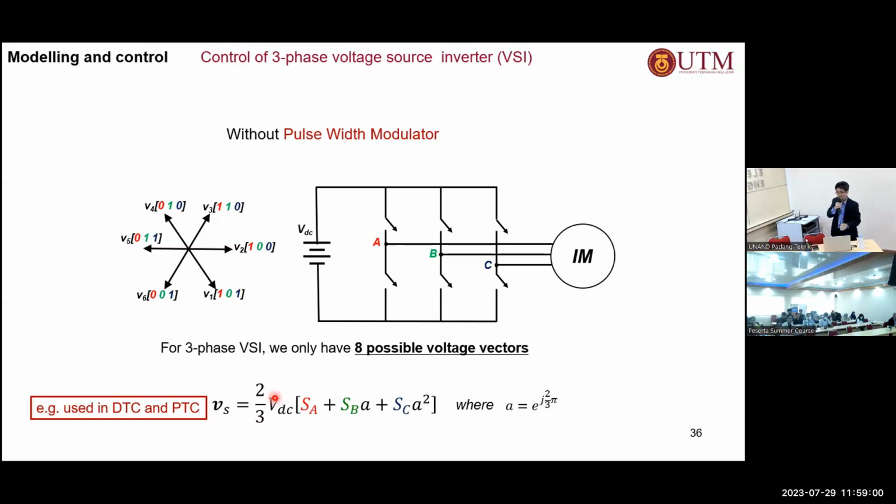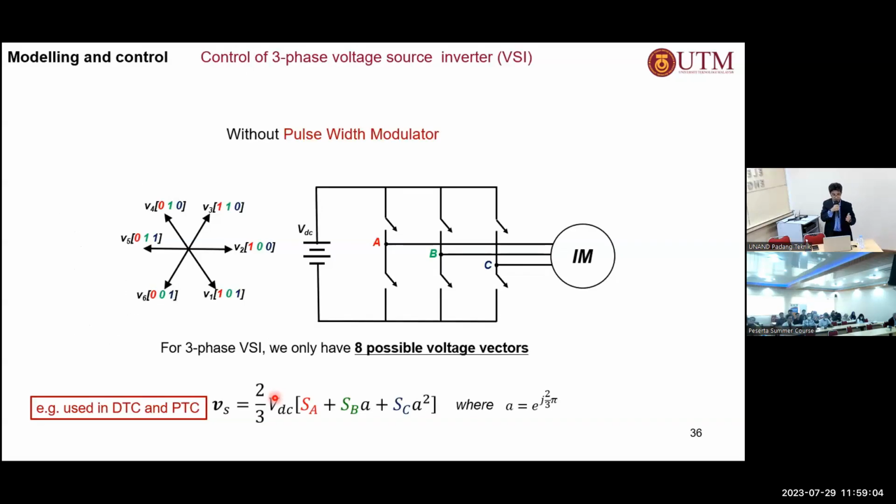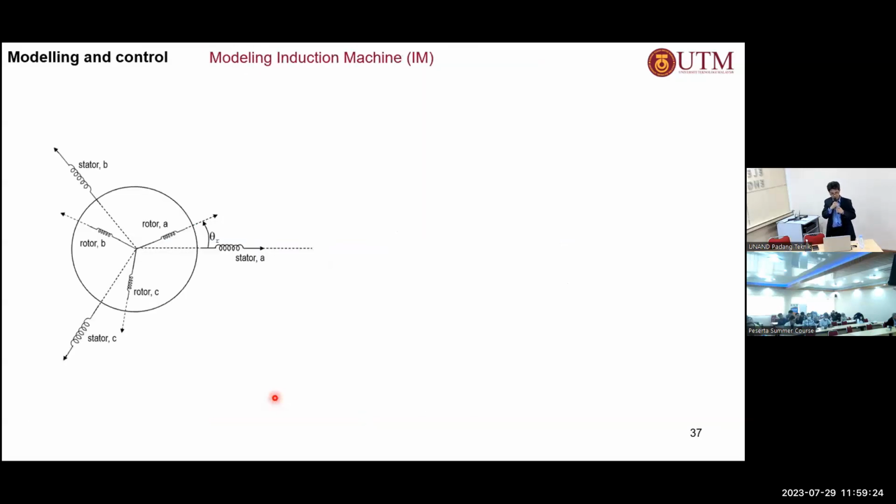Okay. All right. So we know how to control that, right? We know how to control the VSI, whether using a modulator in which you give the reference, or directly controlling the switching states, where you implement the voltage vectors directly by manipulating the switching states of the 3 legs A, B, C. Let's look at the modeling of the induction machines.